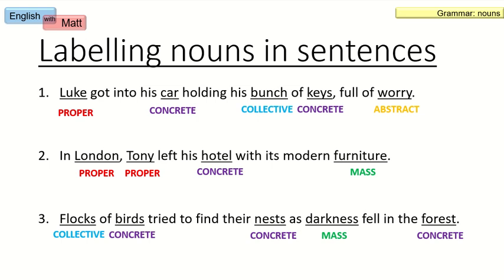And we have a couple of collective nouns. We have a bunch, referring to a bunch of keys, more than one, and we have flocks of birds, as in more than one bird. And of course, birds and nests there are plurals because we've got more than one.